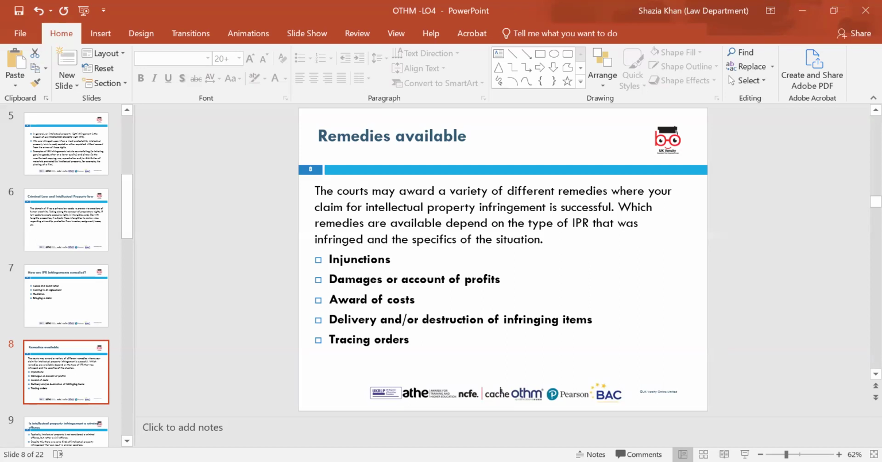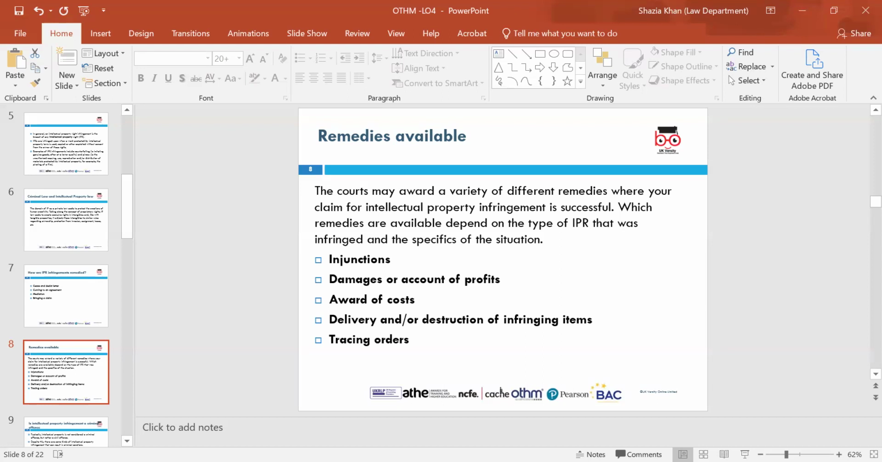The sum awarded under an account of profits aims to put the IPR owner back in the position they would have been in had the infringement not happened, insofar as practicable. So they try to award either the profits or damages. That would be up to the IPR owner to decide.